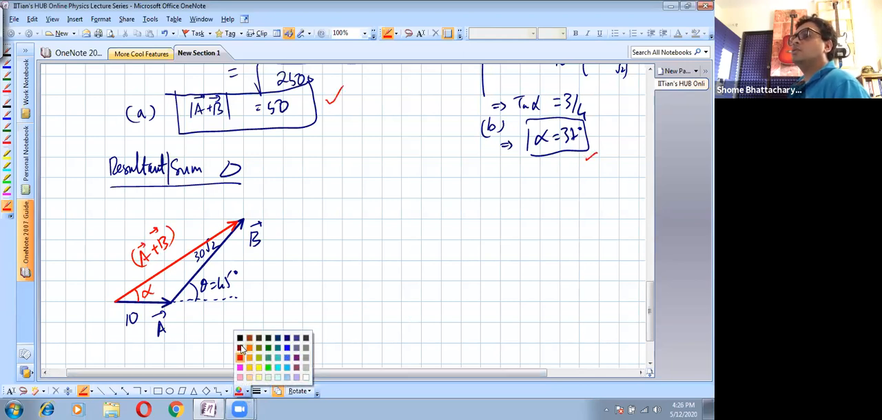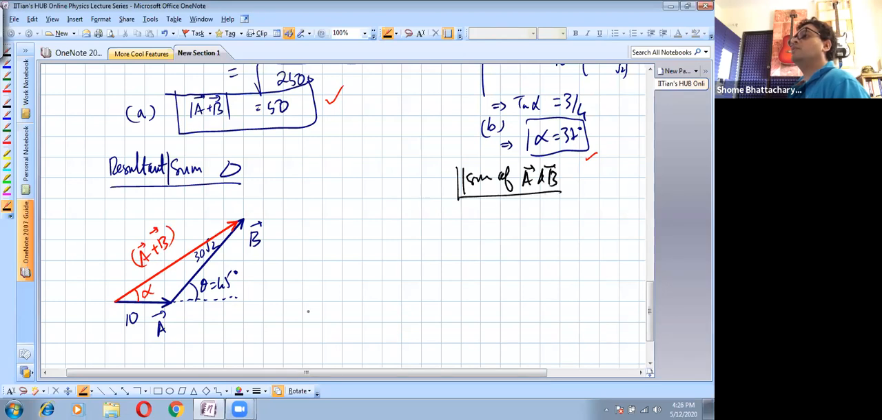Alternatively, we could also draw the parallelogram of vector A and B. So that parallelogram will look like this. We first draw the vectors from the common origin. If that is A, then B will look something like this.